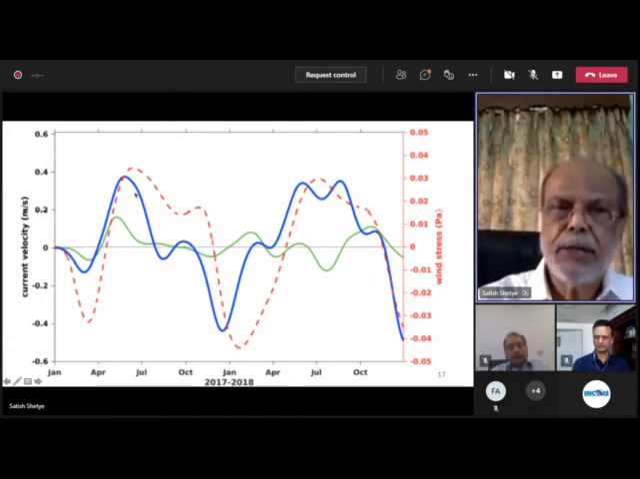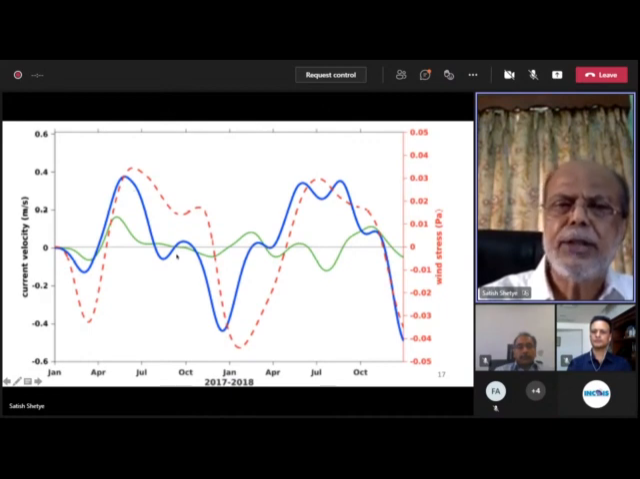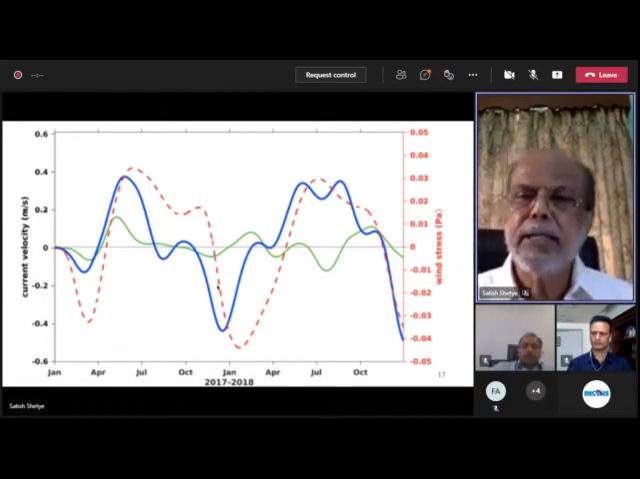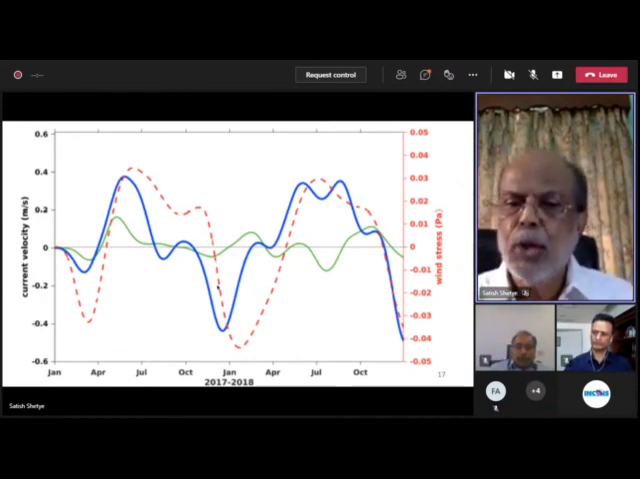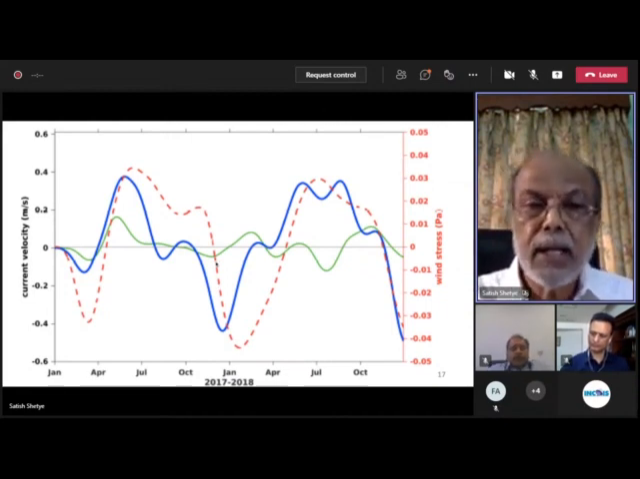The other feature that you see is the dashed line here, which shows the alongshore wind stress along the eastern coast of India. And there seems to be a reasonably good relationship between the blue line and the dashed red line, which means the large scale current seems to be responding to what the large scale winds are doing, but the current on the shelf is doing something else.